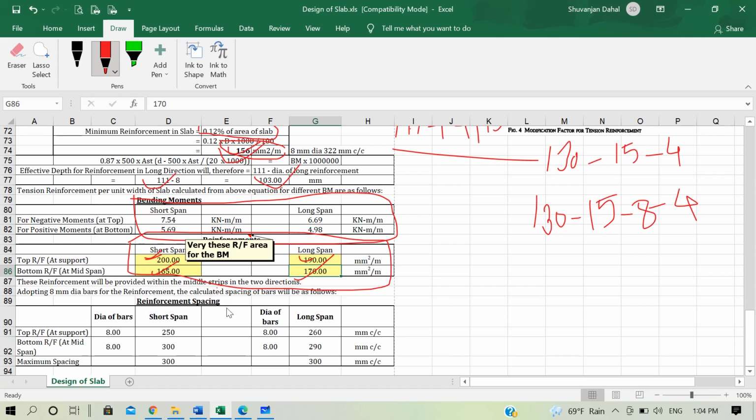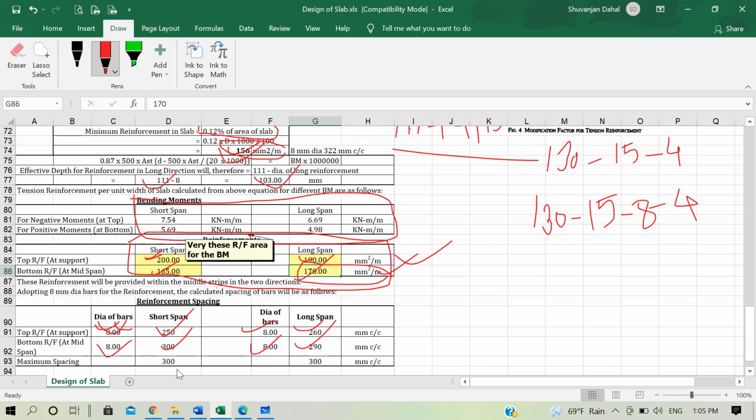So finally, our diameter of bars is 8 mm in the short span, then our spacing of reinforcement you can calculate yourself, because we have designed the reinforcement per meter. For example, if you have to use 170 mm² area of reinforcement per meter, then you can calculate the spacing. Since you already have the diameter of our bar, you can do that.